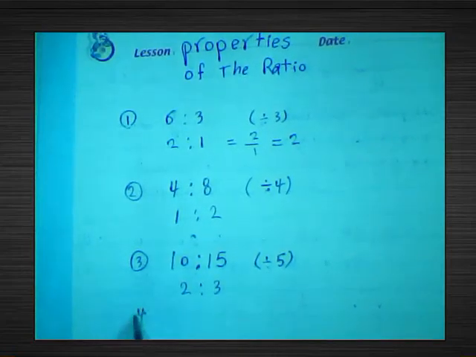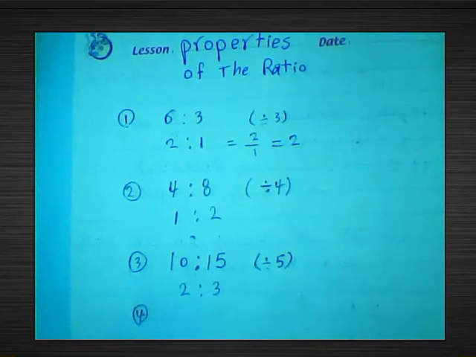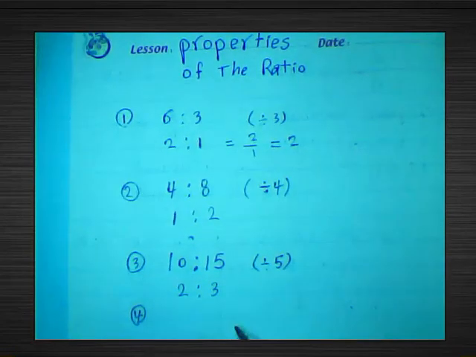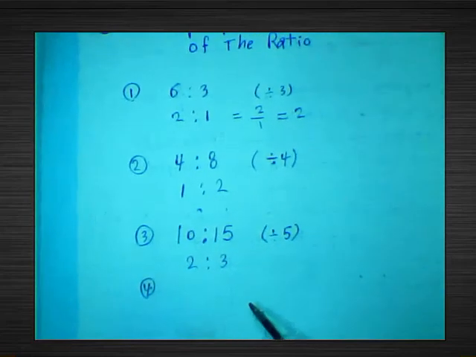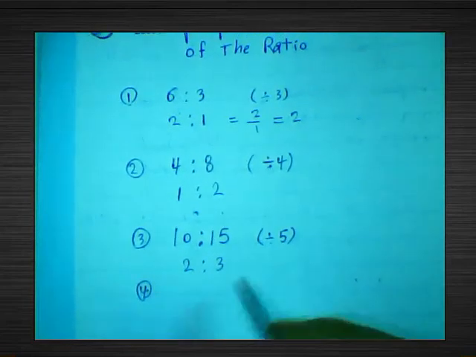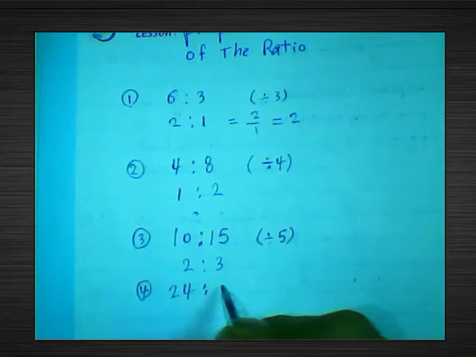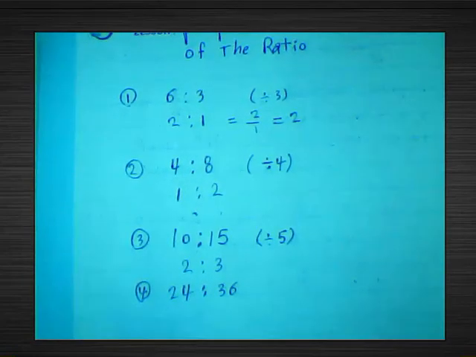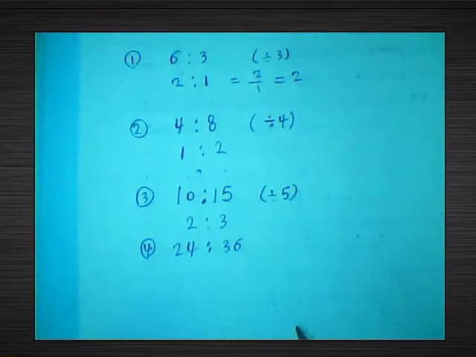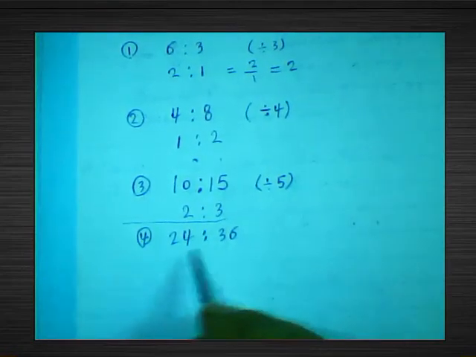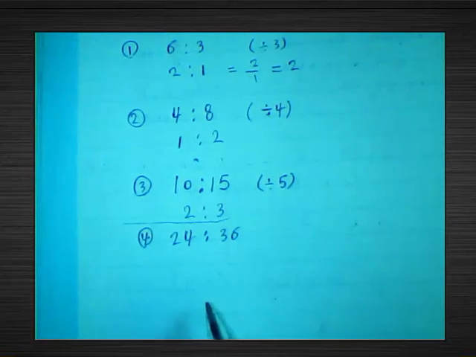Question number 4. Put each of the following ratios in the simplest form. He asked you about this: 24 to 36. You can solve it. Look at me. Look at this example, 24 to 36.